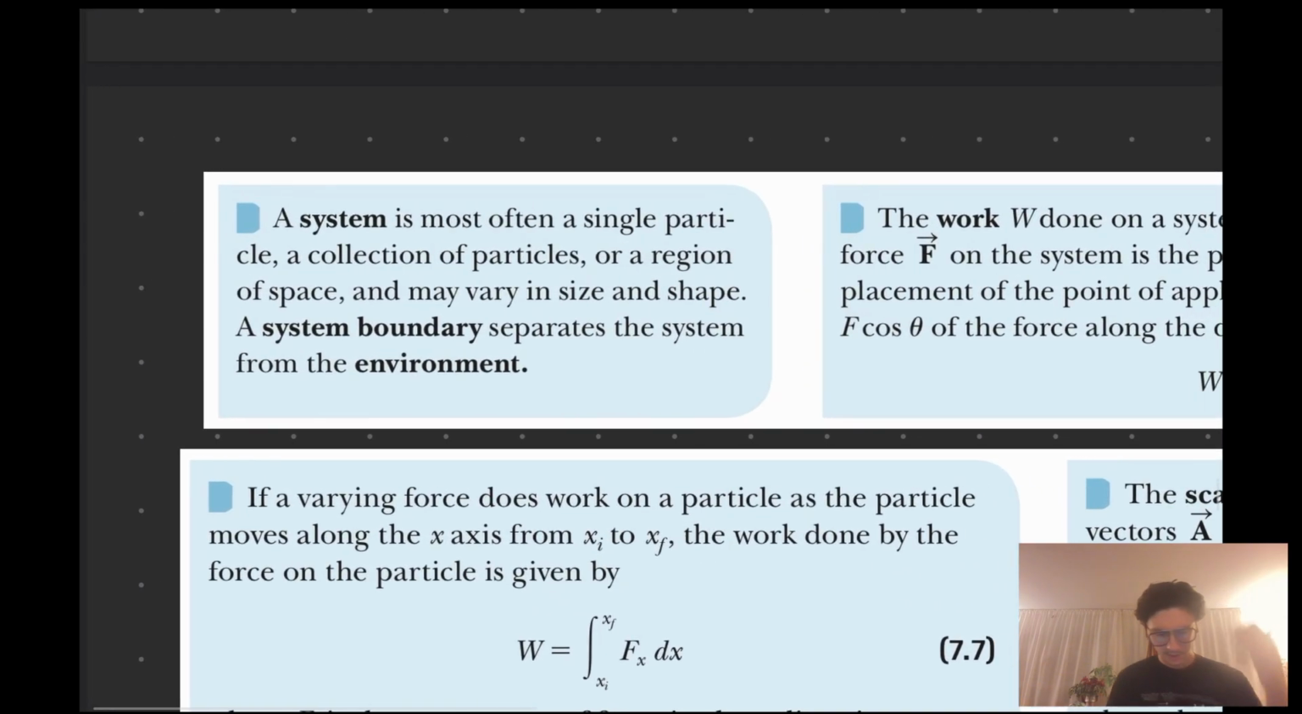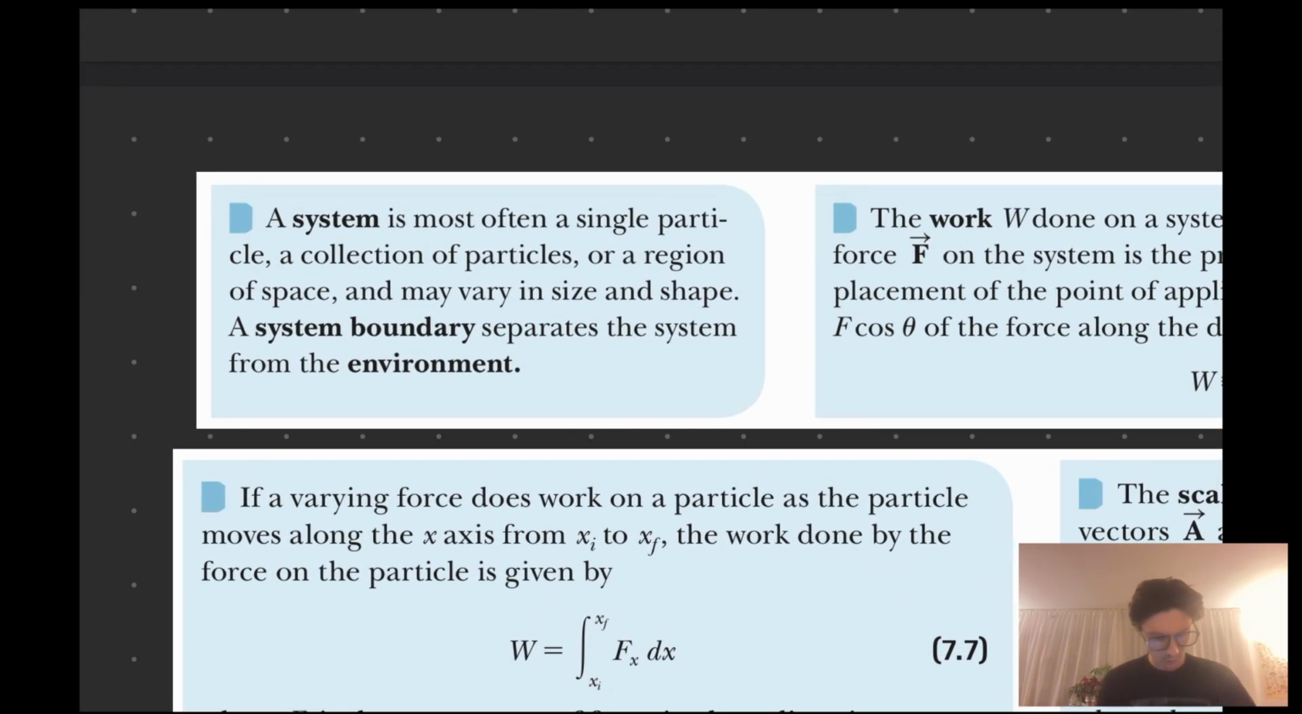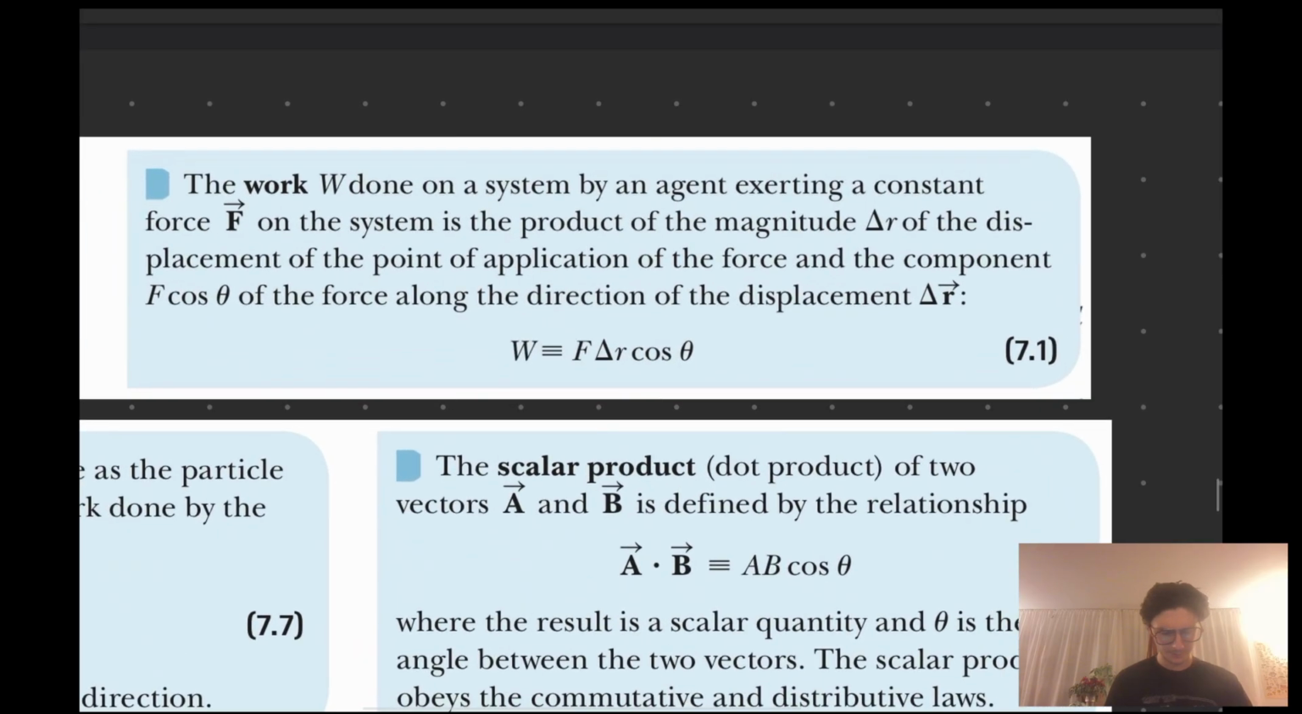So let's start off. A system is most often a single particle, a collection of particles, or a region of space, and may vary in size and shape. A system boundary separates the system from the environment. Okay, so new definitions. Not too important, I don't think.